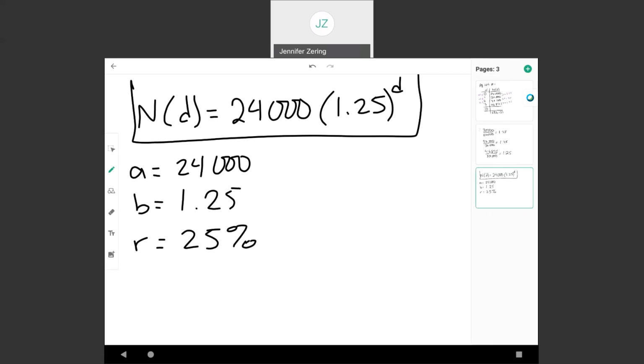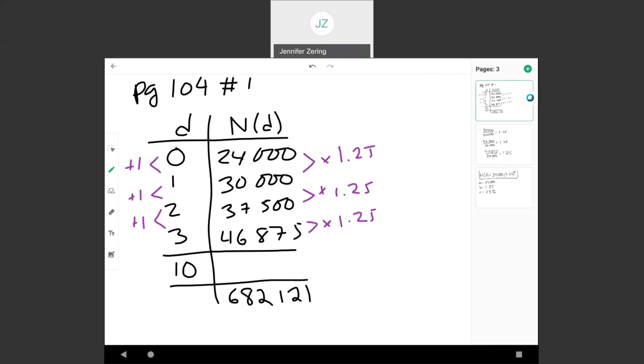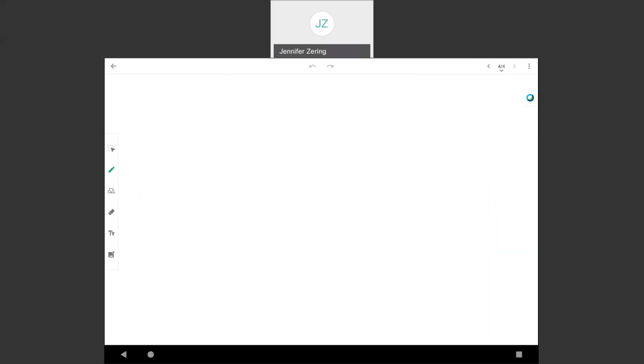So I'm just going to zip back to my table for a second. So we have an input of 10, and we want to know the output. I'm going to deal with that one first. So looking at my equation, N of D, the number of cells, is equal to 24,000 times 1.25 raised to the number of days. So I know the number of days is 10 days. So we can solve this equation. We did things like this in, I believe it was section 2. We can solve the equation.